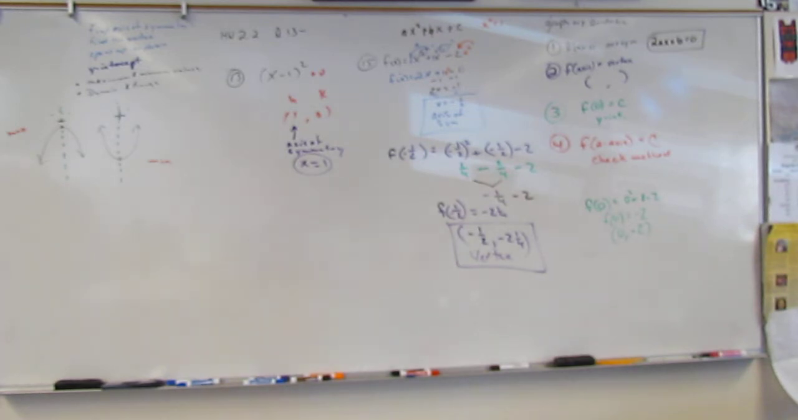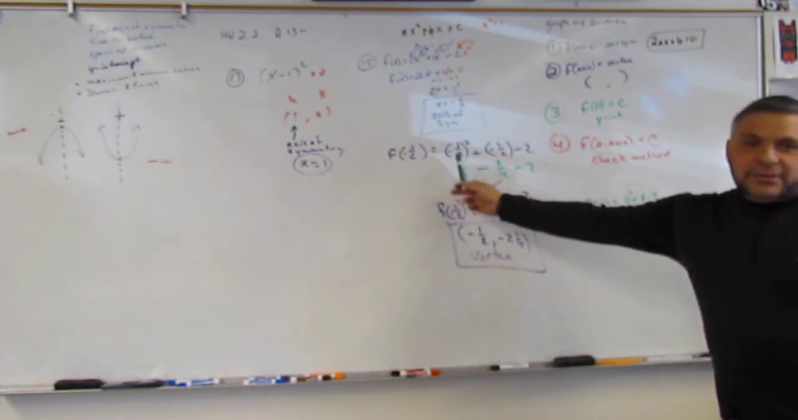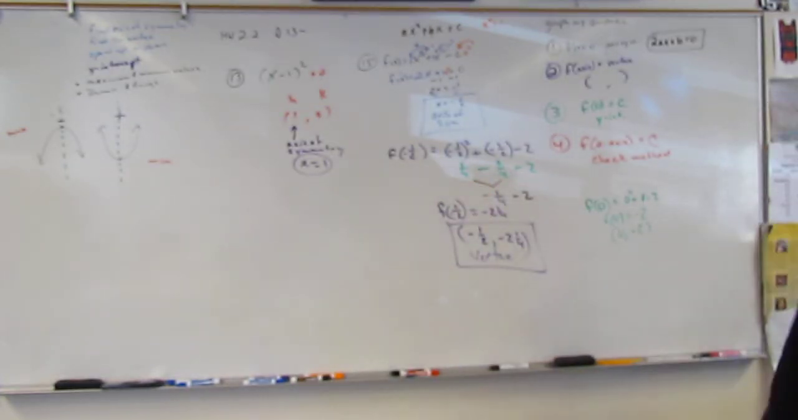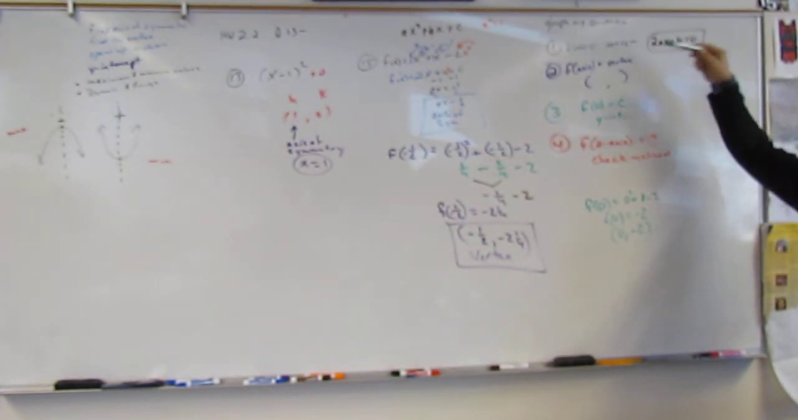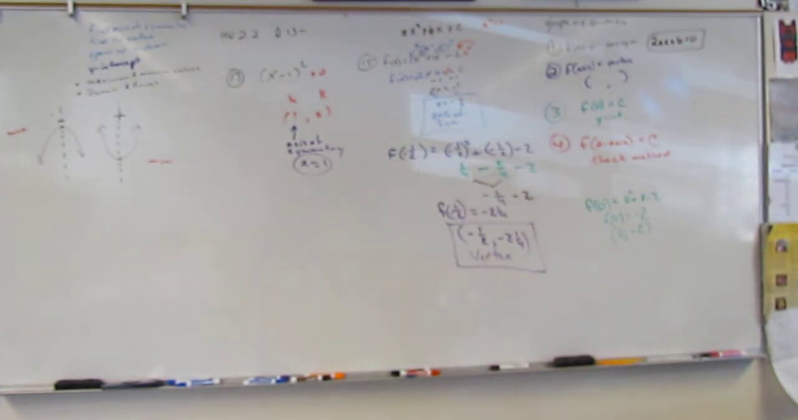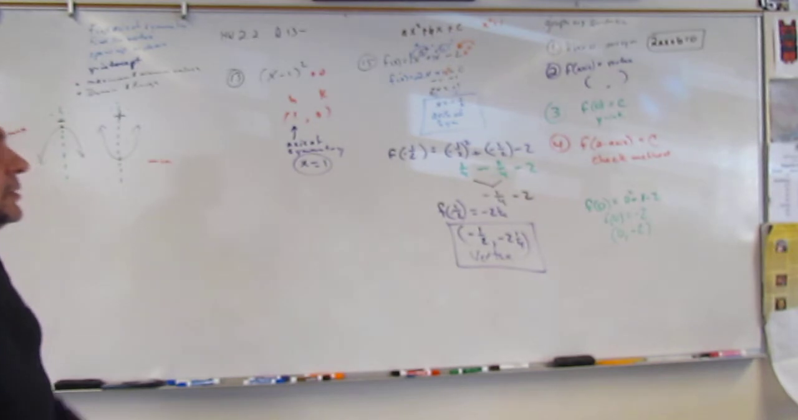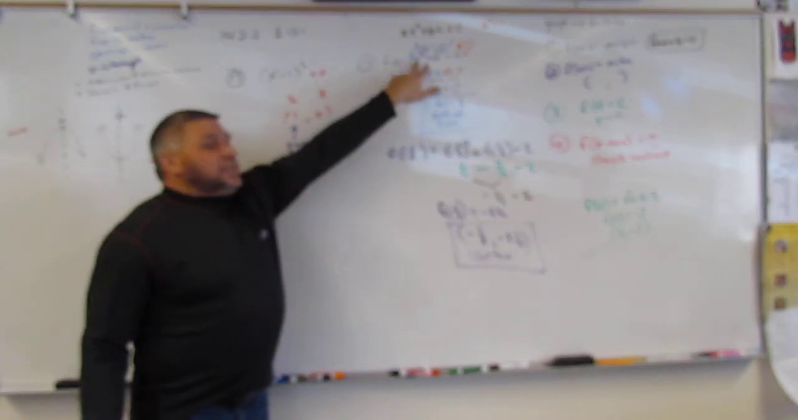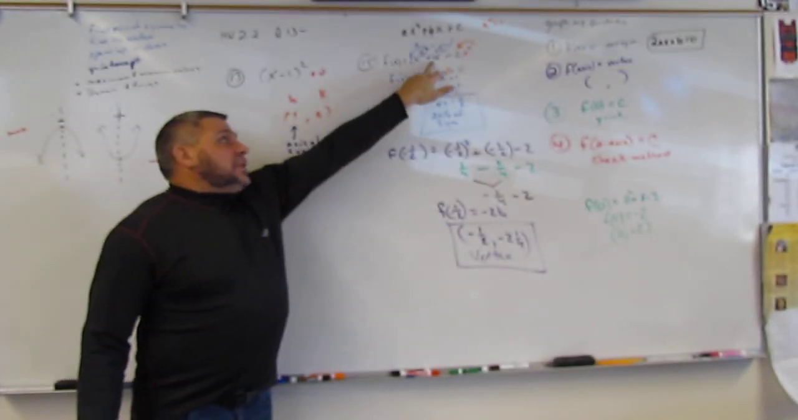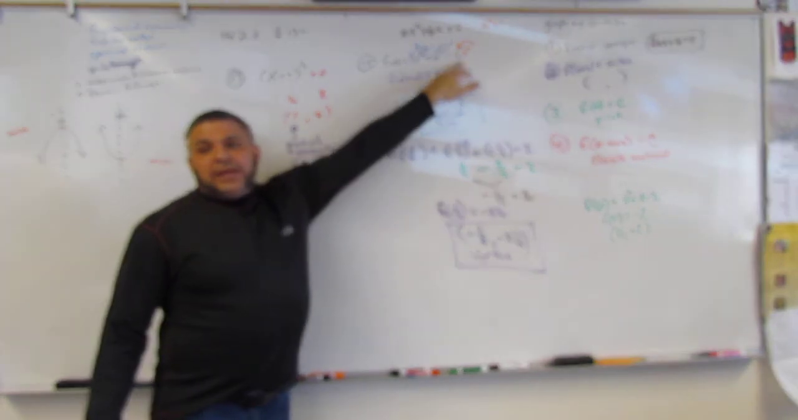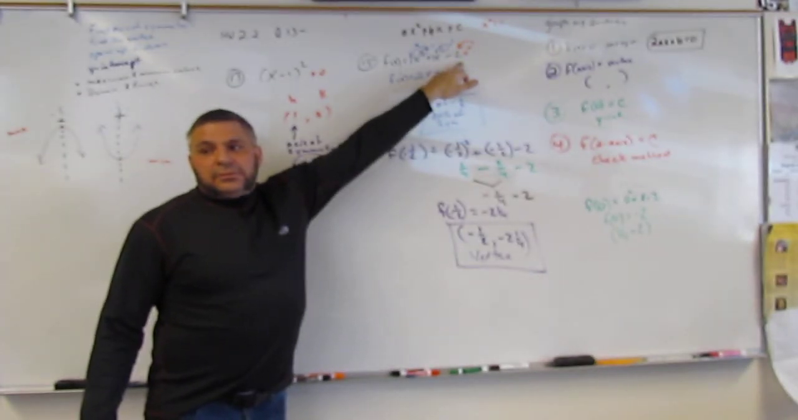So the hard part of this is really plugging it in. That's the hardest part. Once you get used to doing this step, it's okay. Plugging into the function is the hardest part. PEMDAS. Okay? Does it say 0 squared? Yes. 0 squared plus 0 minus 2. Okay?